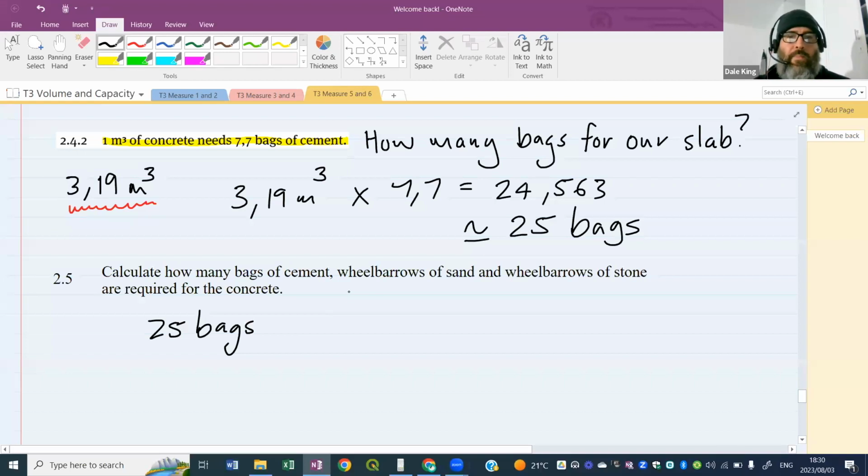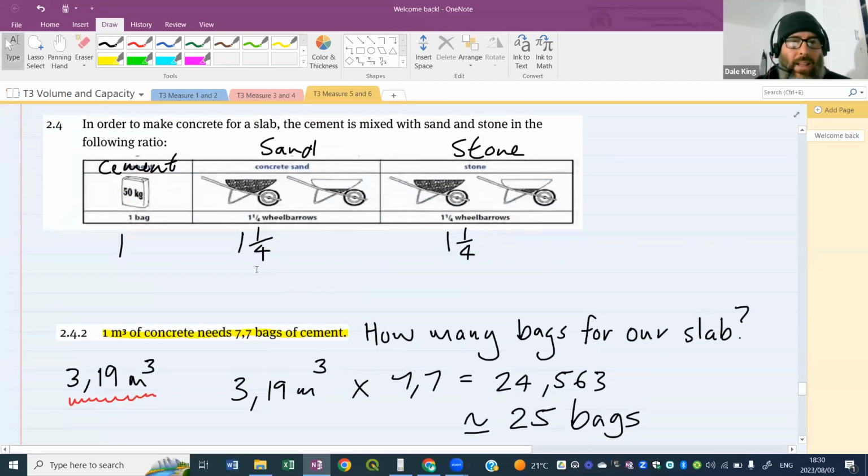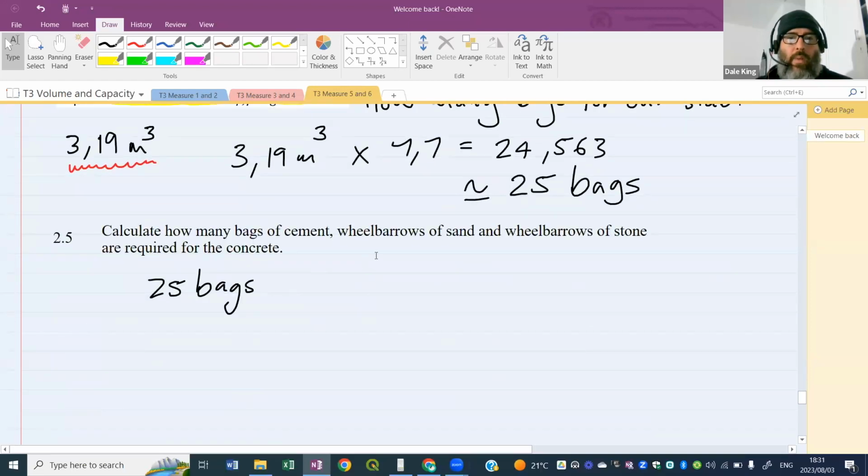Now, if you remember, I'll go up to the diagram again. For 1 bag, you need 1¼ wheelbarrows of sand and 1¼ wheelbarrows of stone. Remember that, please. So each bag, you need 1¼ stone and 1¼ sand. So now the question is, how many wheelbarrows of sand and stone do you need for these 25 bags? Come on now.